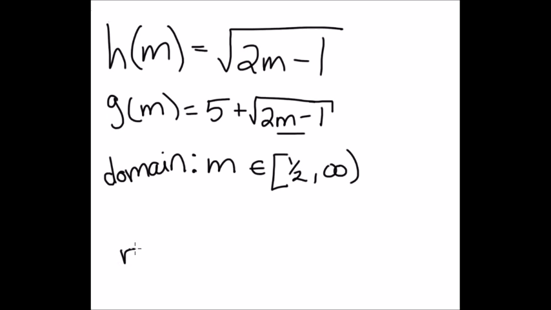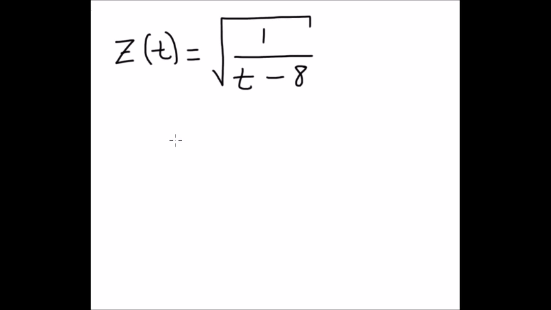The range, on the other hand, has changed. So before we saw that the square root is going to produce positive or 0 numbers, but then we add 5 to that, which shifts the range. Instead of going from 0 to positive infinity, now the function g of m goes from positive 5 to positive infinity.